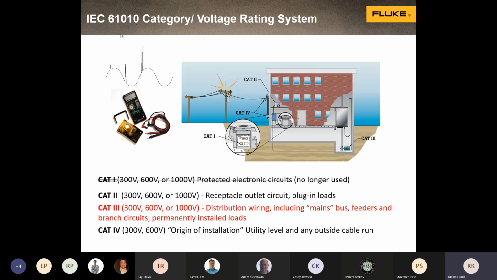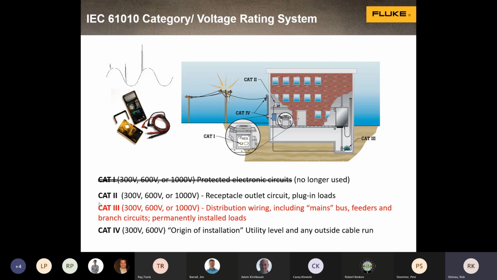which all comes from the IEC 61010, an international standard. I'm guessing that those of you who are meter users probably know the term Cat 3. The category rating system comes from this IEC 61010. There are three categories. They discontinued the first one here.